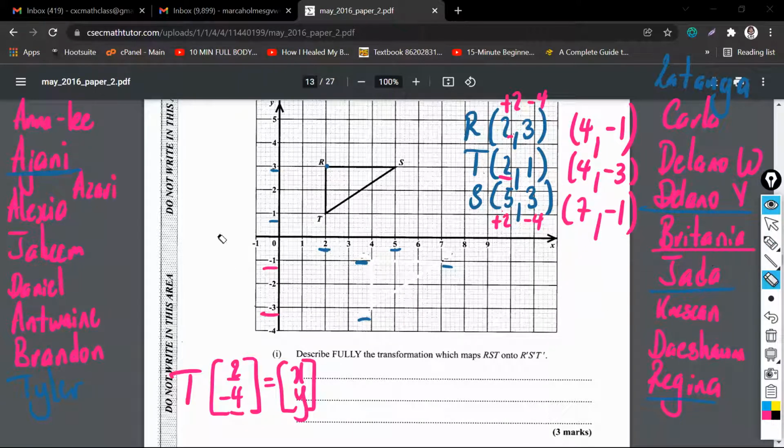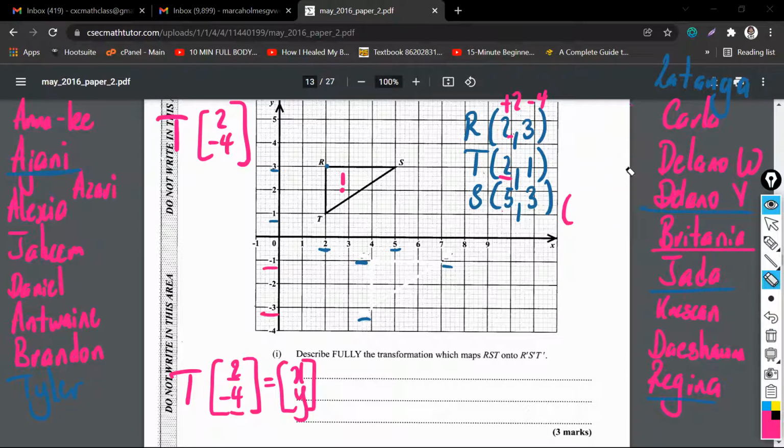Let me ask somebody. Azari, you okay? You following? Yes, sir. Let me ask Delano Young. Help me out, bro. Suppose for this triangle right here, suppose I need to do a translation or a transformation where 2 is for the x-axis and minus 4 is for the y-axis. What would I do with these points for this triangle?